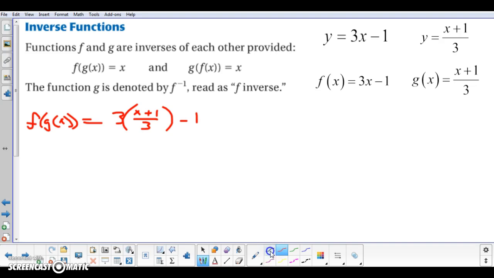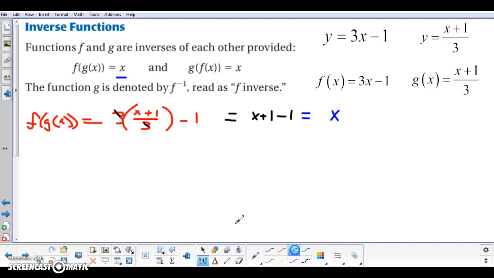Now if I simplify this expression, I notice it's 3 times a fraction. Well, 3 times something over 3, the 3's cancel, and then the parentheses would go away. So I'd have x plus 1, in parentheses which have now dropped away, and then a minus 1 on the outside. Well, 1 minus 1 happens to be 0, which means that the final result of composing these two functions is x, just like we needed it to be.